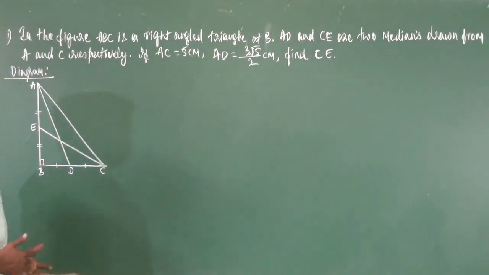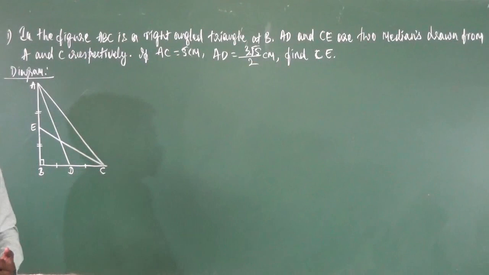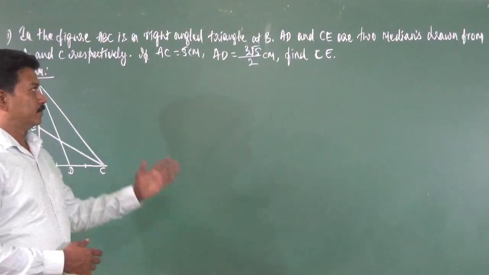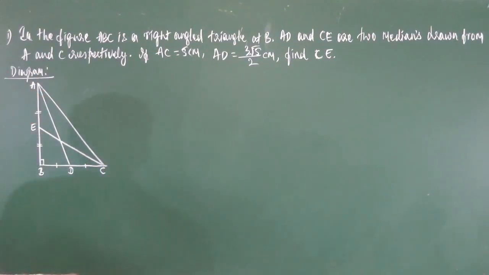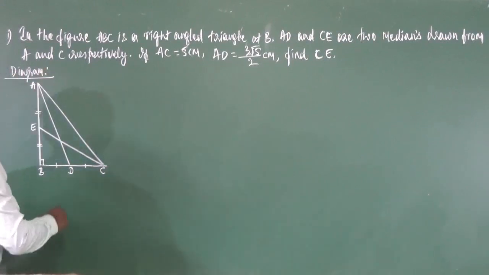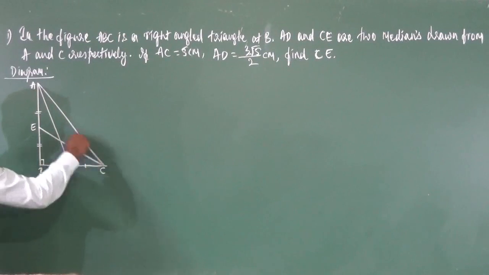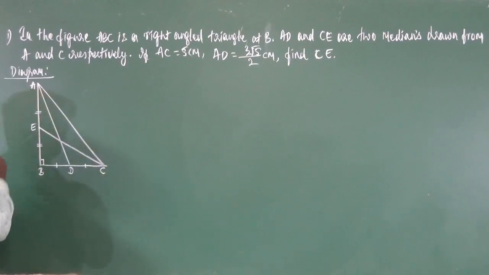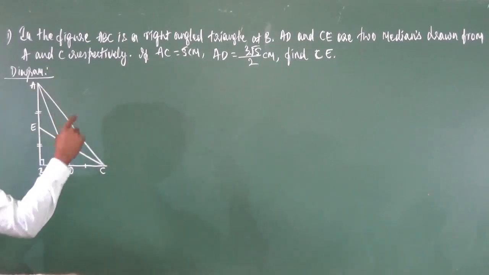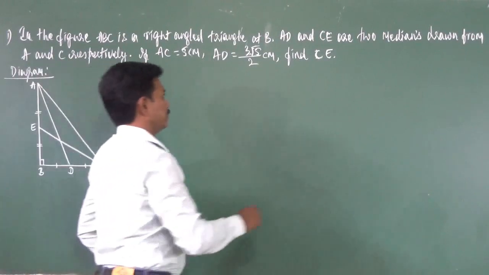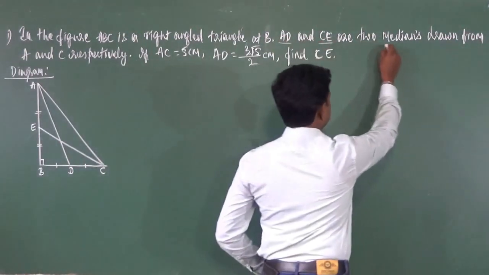It was asked in the 2013 final examination of the CBSE paper, very important. It is for 3 marks. In the figure, ABC is a right angled triangle. You can see here, it's a right angled triangle which is right angled at B. AD and CE are two medians, so very important.